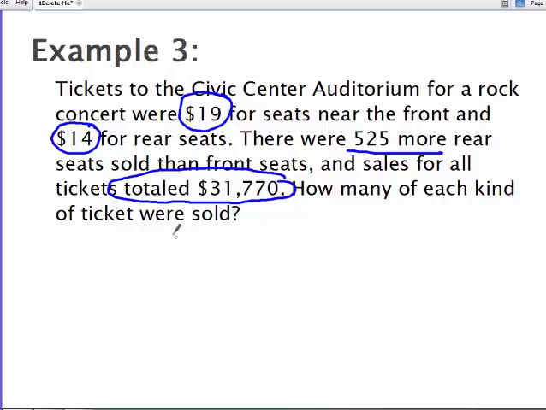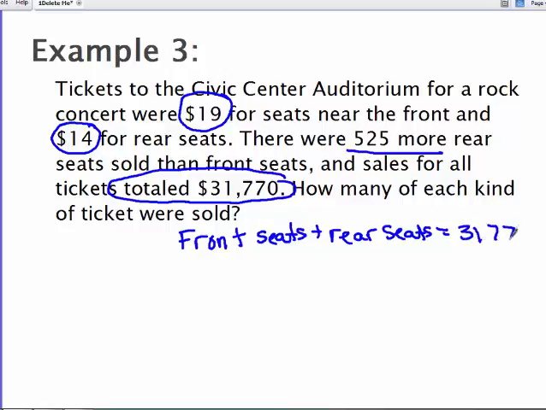Instead of making a chart here, I might write a word version of my equation. I want the front seats plus the rear seats to total 31,770. Now hold on, this is in money, so I want the money of the rear seats plus the money of the front seats to total 31,770. So let's go back through and try to find our money.